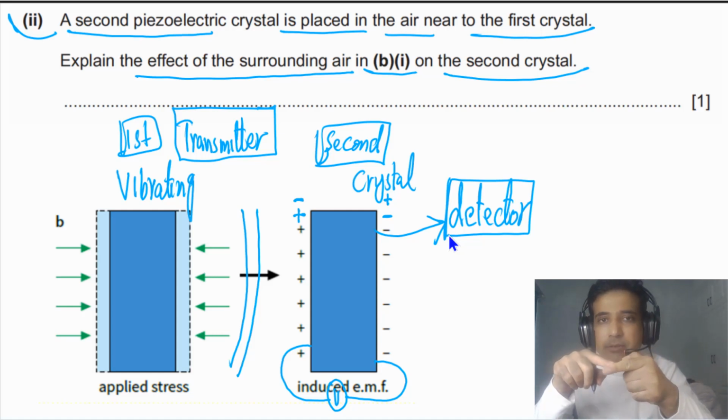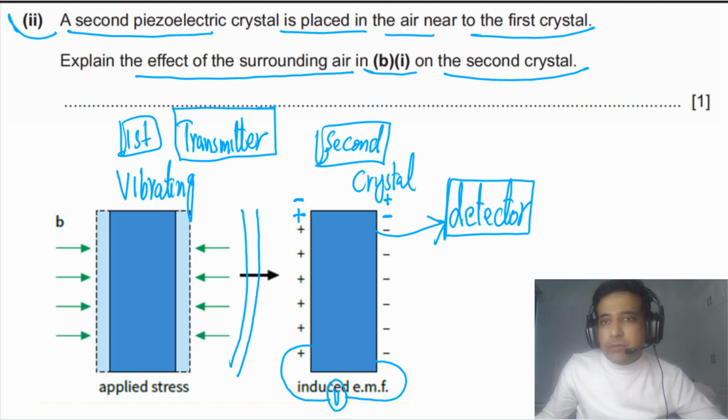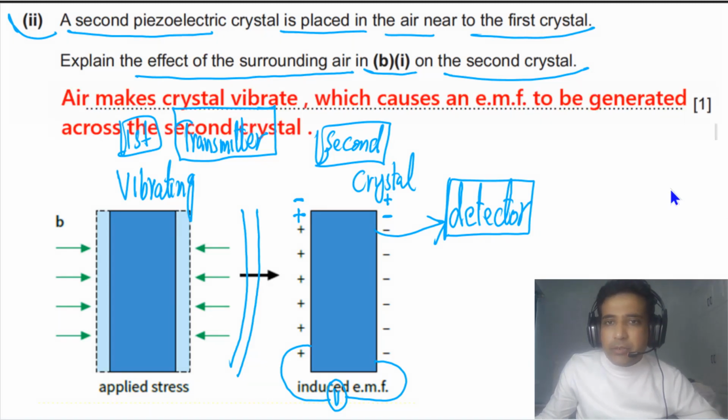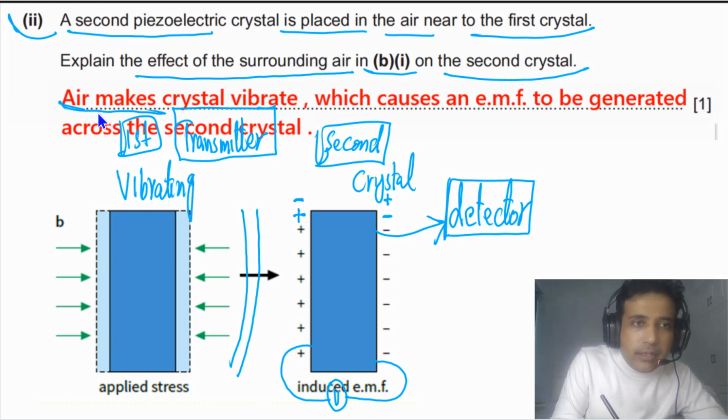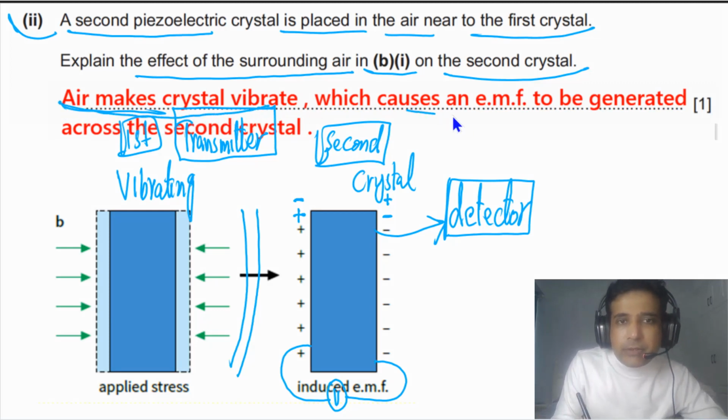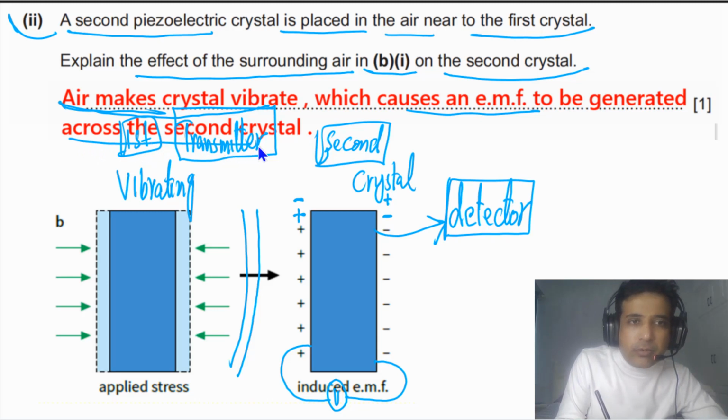And for this question, just 1 mark. If you write down this point, you will get 1 mark, and that is a B mark. Air makes the crystal vibrate, which causes an EMF to be generated across the second crystal, and you will get 1 B mark.